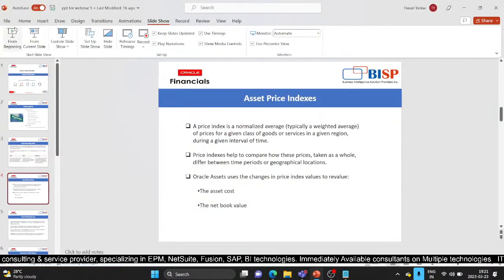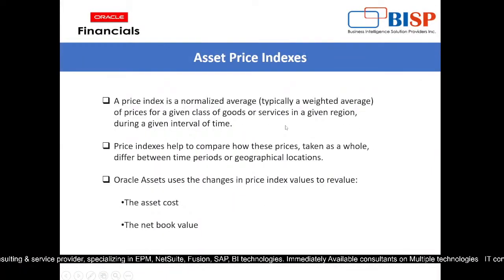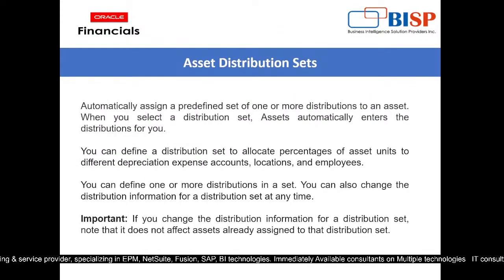Let's move to the next topic. Asset distribution sets. Asset distribution sets will help you assign automatically a predefined set of one or more distributions to an asset. When you select a distribution set, assets automatically enter the distributions for you. You can define a distribution set to allocate percentages of asset units to different depreciation expense accounts, locations, and employees.